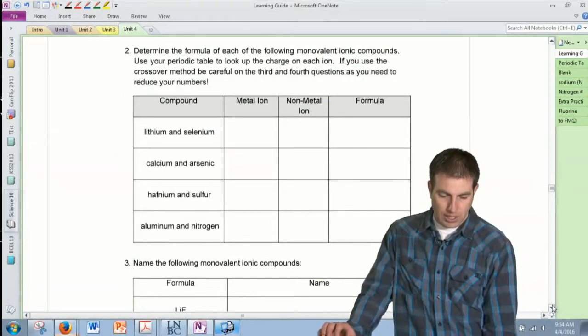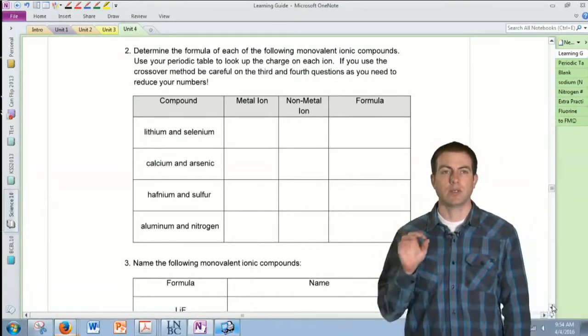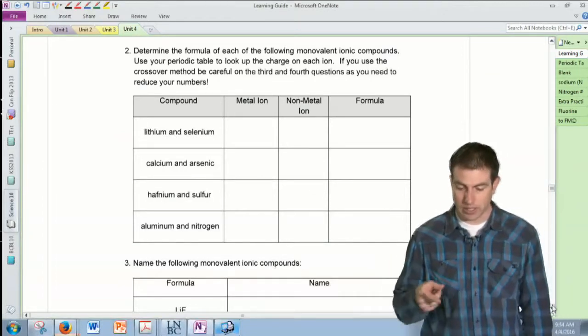There we go. So determine the formula for the metal, the symbols, the charges, and then the formula for it. And then writing the name down below.